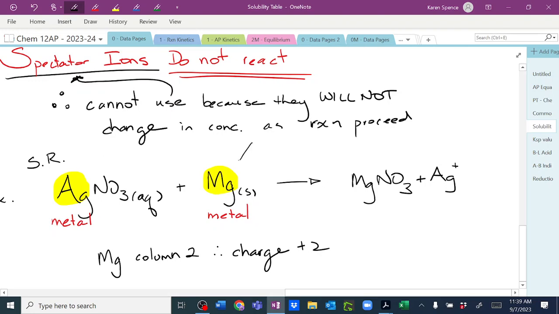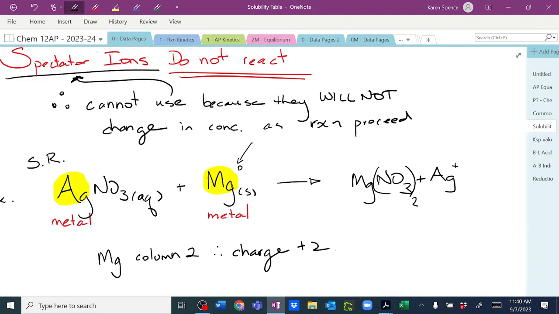Over here, has it lost its 2 valence electrons yet? No. That's why any element in its elemental state by itself has a charge of 0, because it hasn't lost or gained electrons yet. But when it combines with nitrate, it will take on a +2 charge. And if that's the case, then what is the formula for magnesium nitrate? Mg(NO3)2.